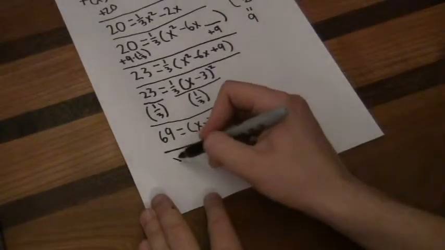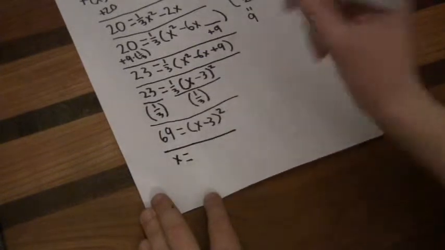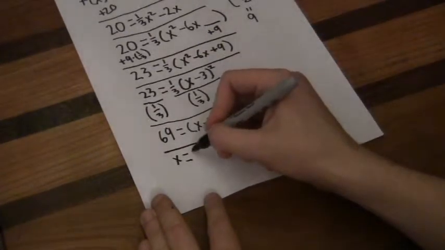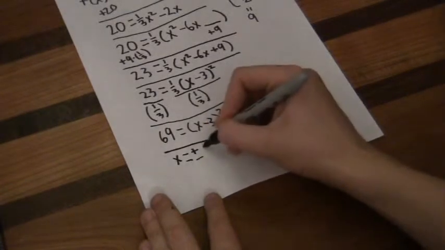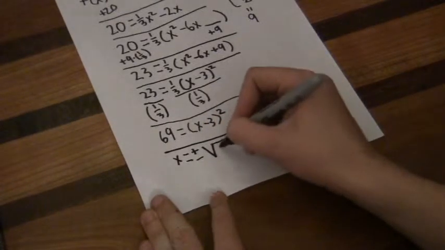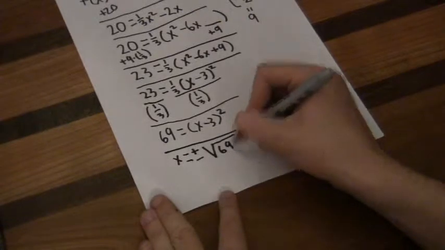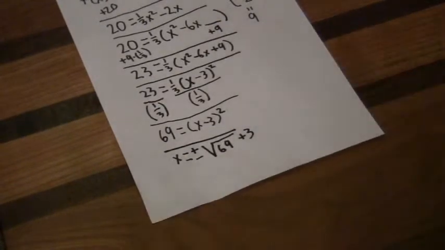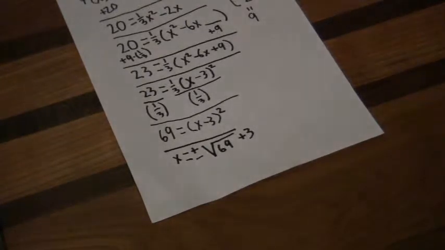So we're going to have x equals, now remember, when you square root, you have both a positive and a negative answer. So we're going to have a positive and a negative square root of 69 plus 3. And that's how you do it, ladies and gents. Completing the square.